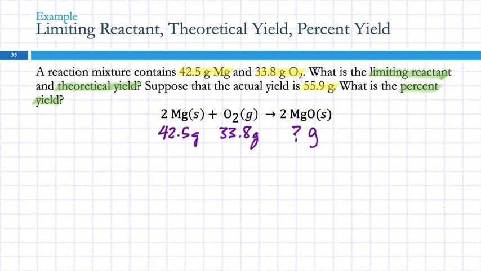Grams to moles to moles to grams. That's always a good place to start. So I have 2 masses for my 2 ingredients. That's what tells me this is a limiting reactant problem. I need to do 2 calculations. So I'm going to go grams to moles to moles to grams for each of them.